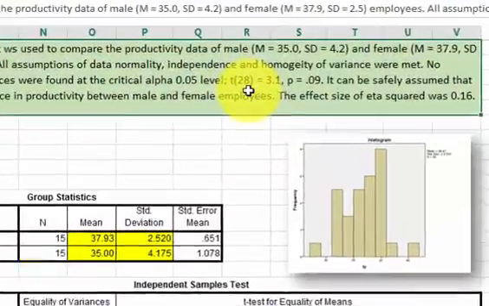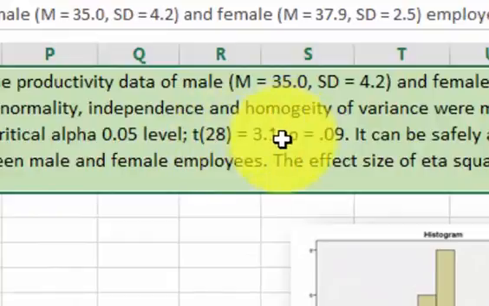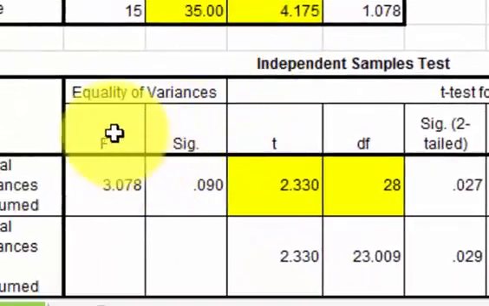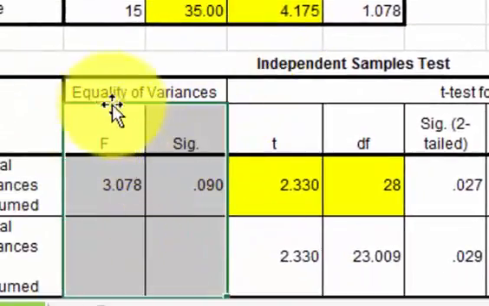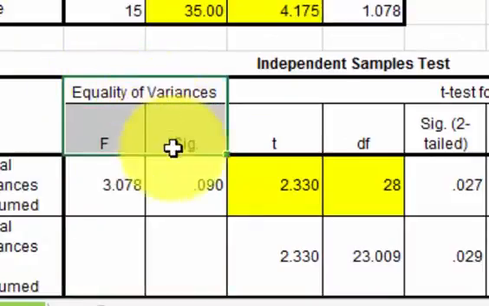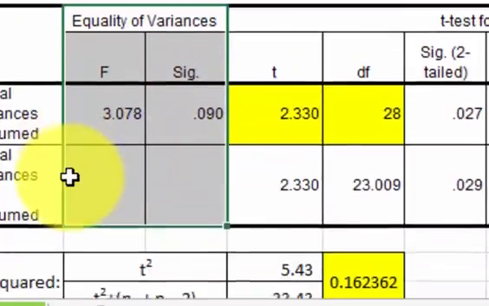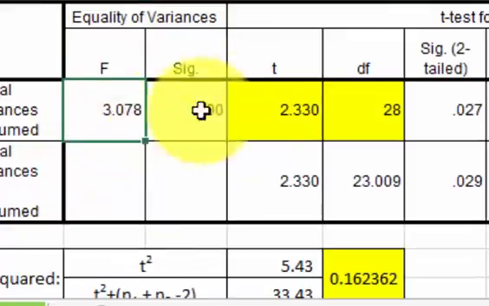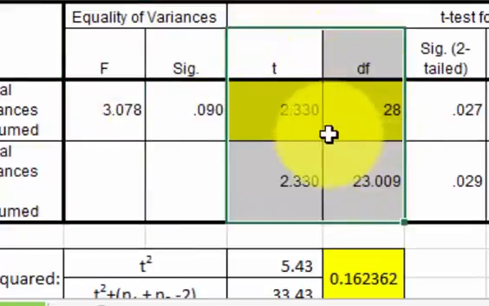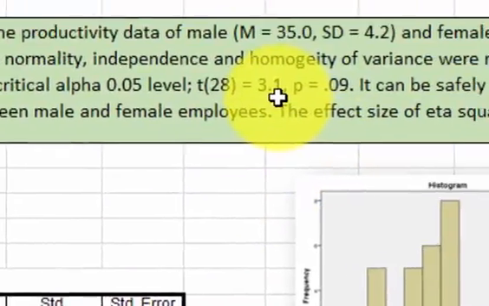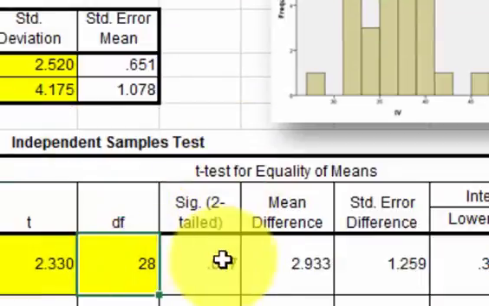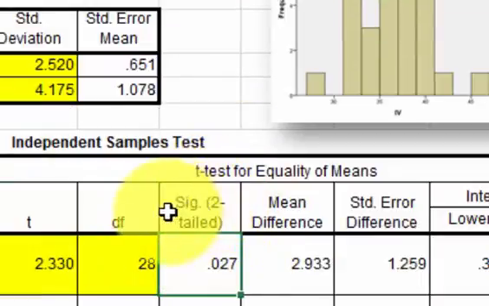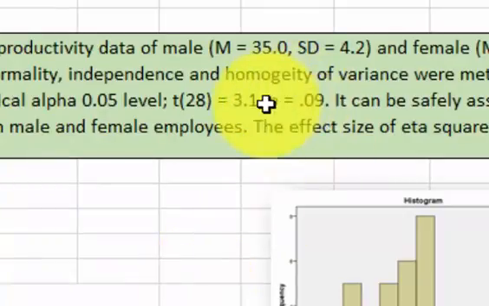You made one tiny error when you quoted your T up here of 3.1. That was the F score. This box right here is checking for the homogeneity of variance in a t-test. So don't use that one, use this one. Your T should have been 2.33 and your p-value should have been less than 0.05. So those two are not quite correct there.